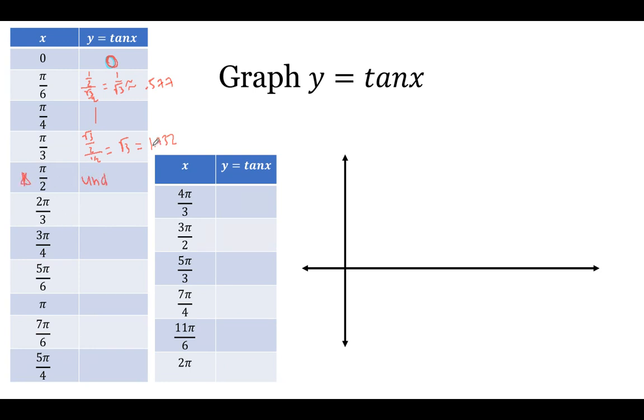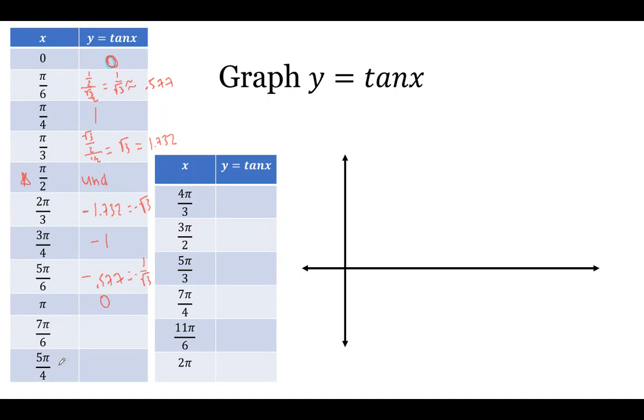At 2 pi over 3, it's going to be this, right? But it's going to be negative 1.732. At 3 pi over 4, there's obviously a ton of values in between there. We're just looking at the special angles. At 3 pi over 4, we're going to have negative 1. At 5 pi over 6, we're going to have negative 0.577. Right, this is negative root 3. This is negative 1 over root 3. At pi, we're going to have 0.